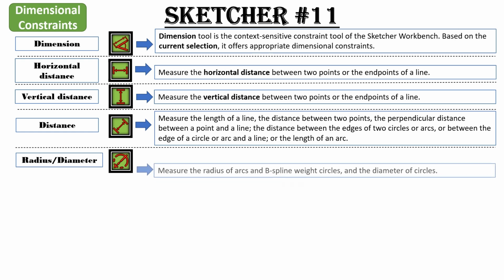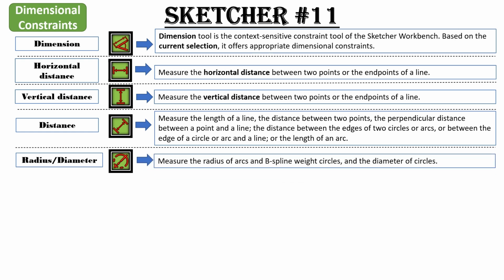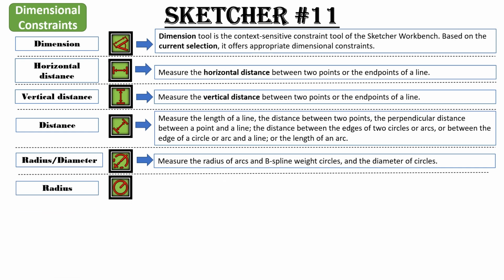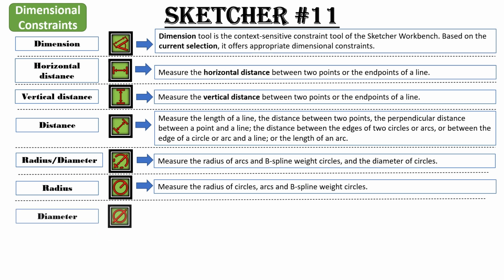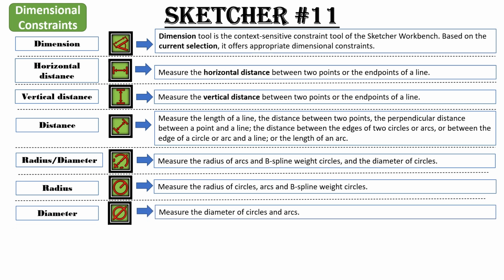The next dimension tool is auto radius diameter. It measures the radius of arcs and B-spline weight circles and the diameter of circles. The radius dimension tool measures the radius of circles, arcs, and B-spline weight circles. The diameter dimension tool measures the diameter of circles and arcs.